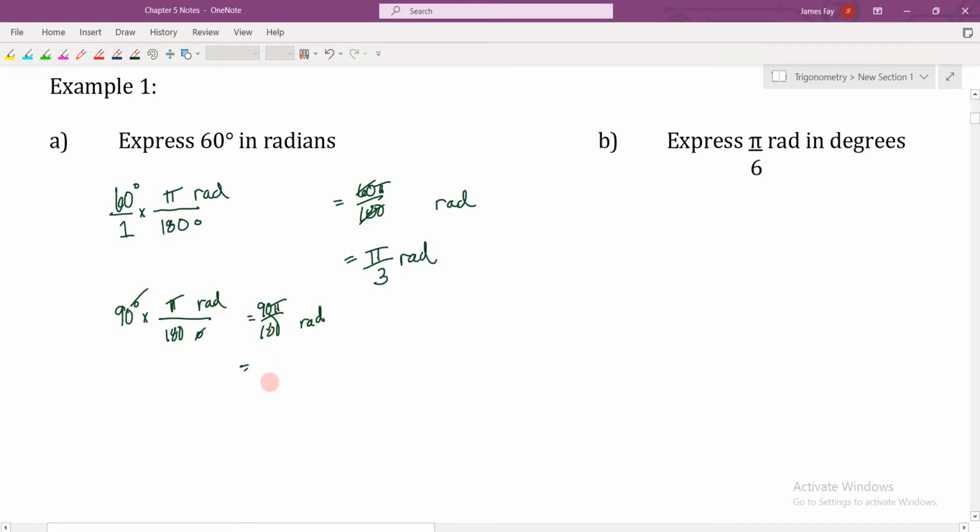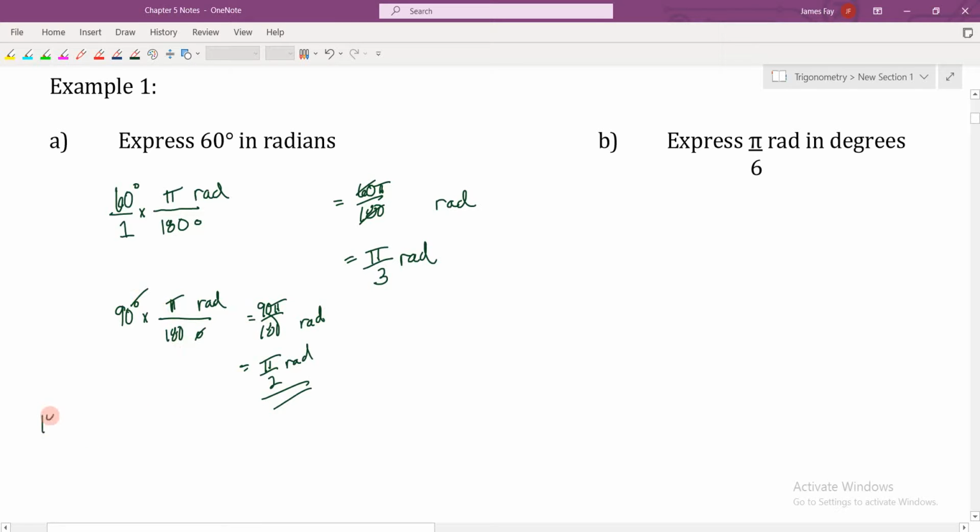Now 90 divided by 180 is 1/2. So I got 1/2 times pi, what we call pi over 2 radians. So 90 degrees is equivalent to pi over 2 radians. You can keep doing this, because the proportionality is constant.